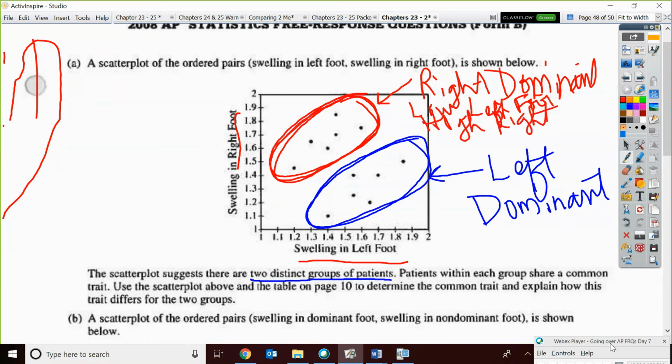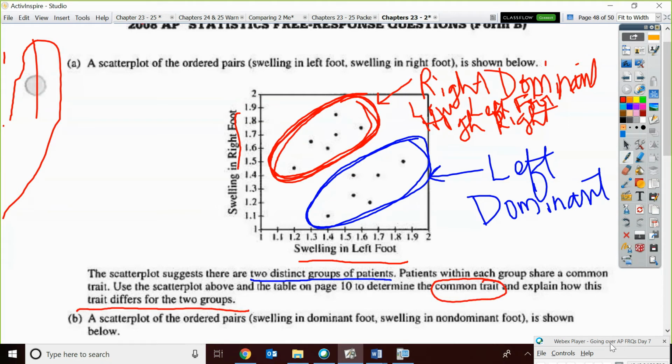Okay, and that's why that ended up being the right dominant ones. And then the other one in blue here is the opposite. Okay, so what I wrote was this. I was very careful in explaining the common trait and explaining the difference for the two groups, okay?